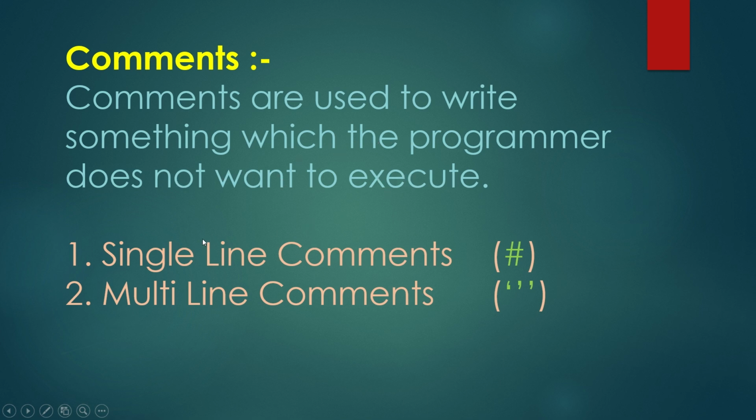There are two types of comment, single line and multiple line. A single line comment is used to represent a single line as a comment. It can be represented by a hash symbol at the beginning. The second one is multi-line comment. The multi-line comment is used to define a paragraph as a comment. It is represented by triple single quotes.